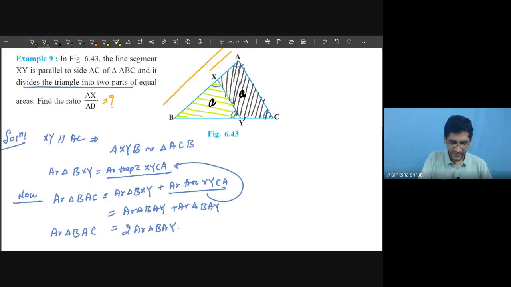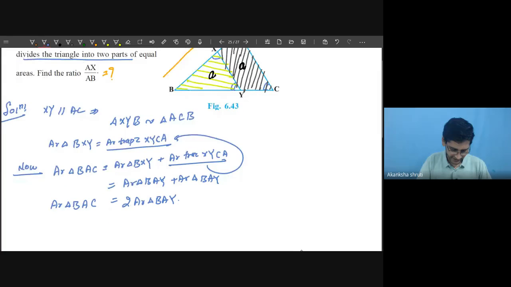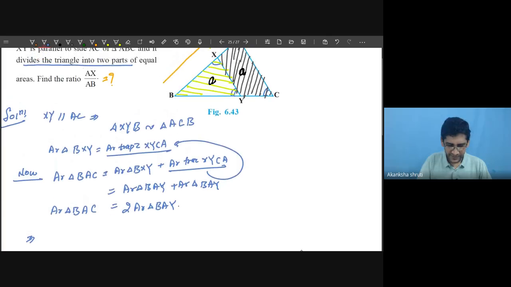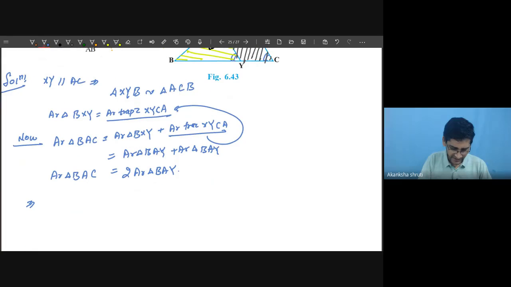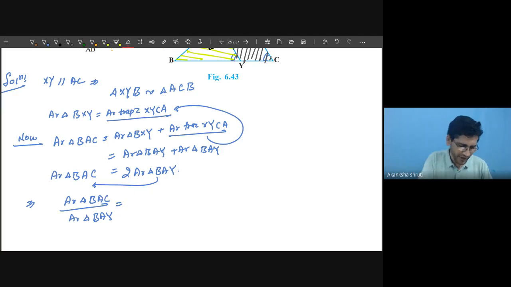Means the bigger triangle area is twice the smaller triangle area. This implies the area of the bigger triangle, I can write in this fashion: area of triangle BAC by area of triangle BAY. I have just brought this into the denominator, student. It is simply 2, or we may write this as 2 by 1.